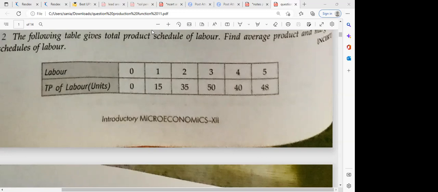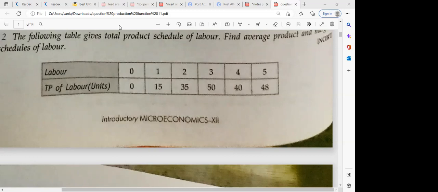Ma'am, done. Done, ma'am. Okay, those who are done, now calculate AP. You know the formula, right? Yes, ma'am. This labor, tell me, is it a fixed factor or a variable factor? Tell me. It's a fixed factor, I think.